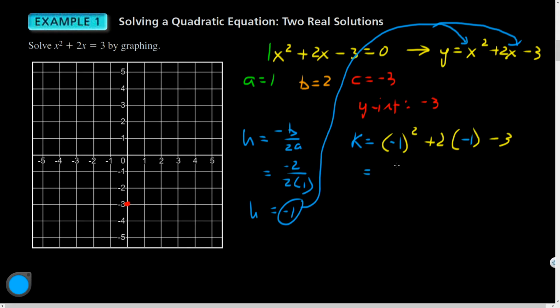You've already been assessed on this, so you can speed through these things if you want. 1 minus 2 is -1, minus 3 is -4. So k is -4. So -1, -4. There's my vertex. Now notice, the thing I'm looking for is, once again, the x-intercepts, which I have not yet found.